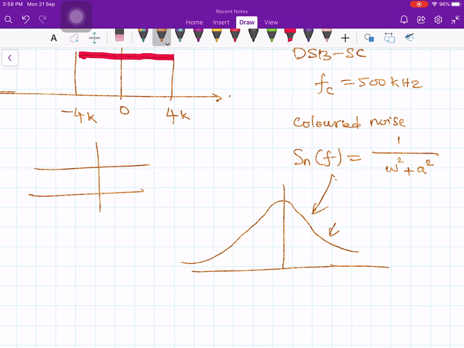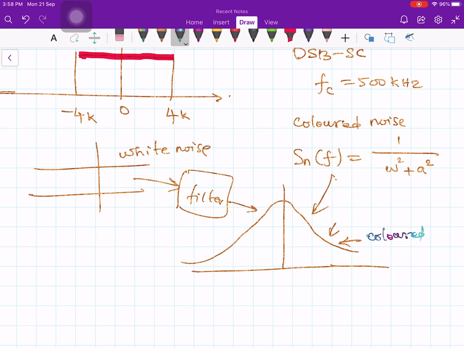In case you pass white noise through a filter, some type of filter, then you will get colored noise. This is white noise, and this one is an example of colored noise. It is not constant, so it is some kind of filtered noise. Doesn't matter, just for the sake of argument we are considering this.